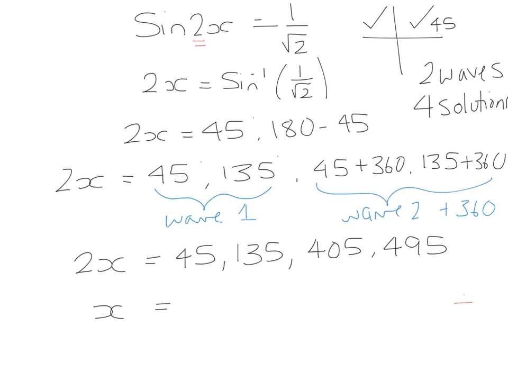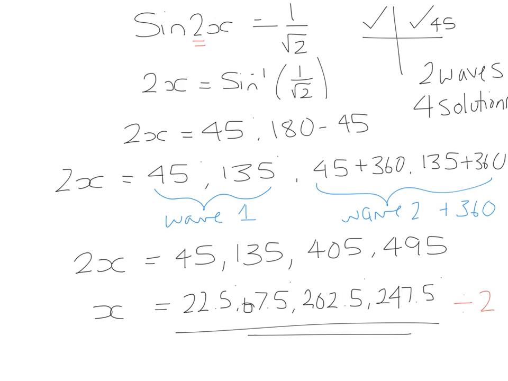So I'll just write that there. We're going to divide by 2. So we divide each of these values by 2. We get 22.5, 67.5, 202.5, and 247.5. And that is our 4 solutions for sine 2x equal to 1 over root 2.